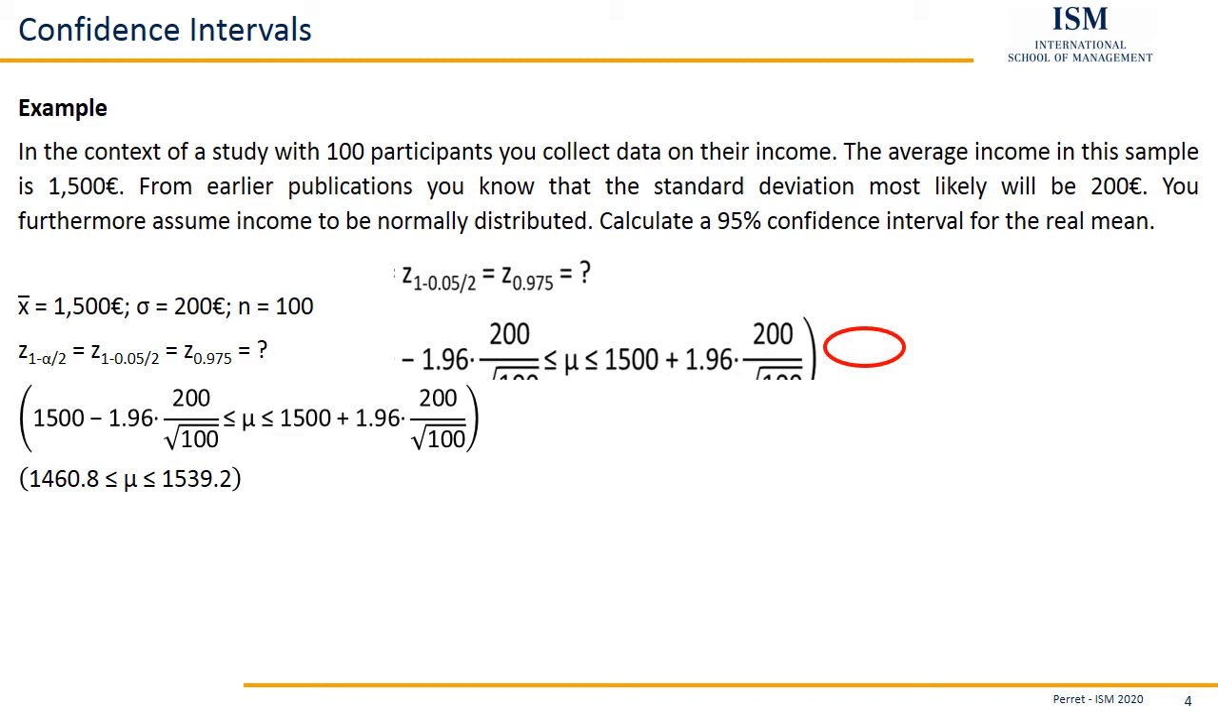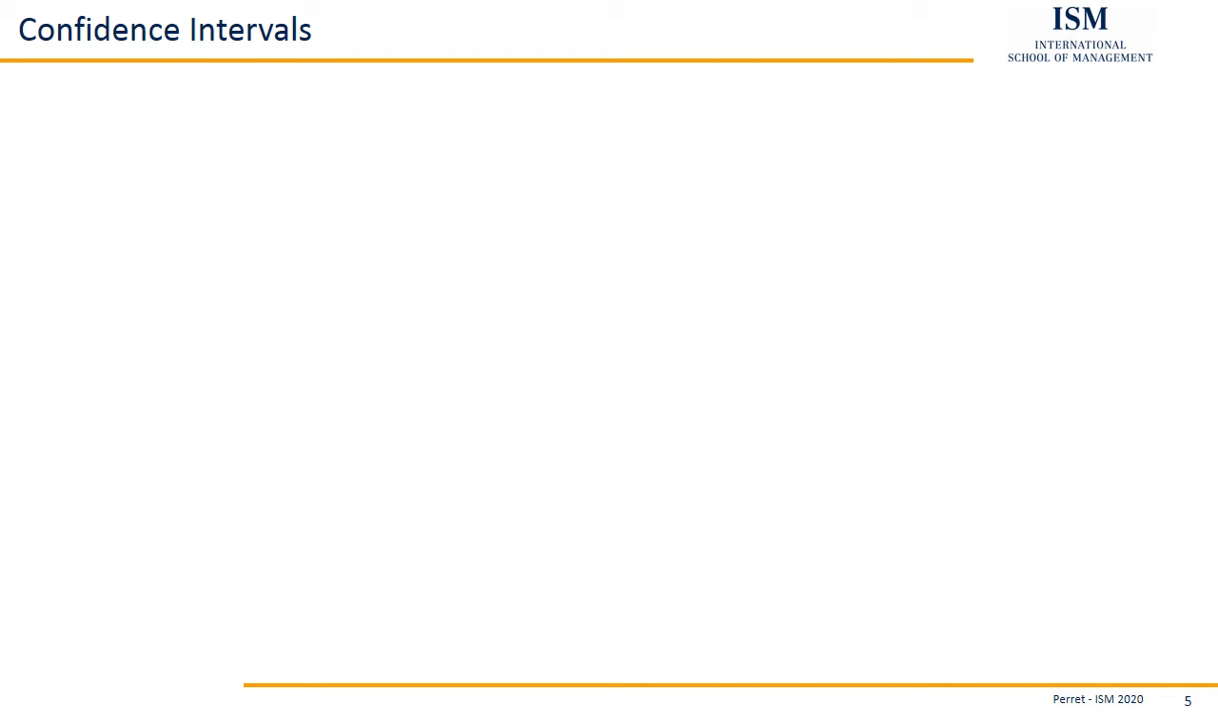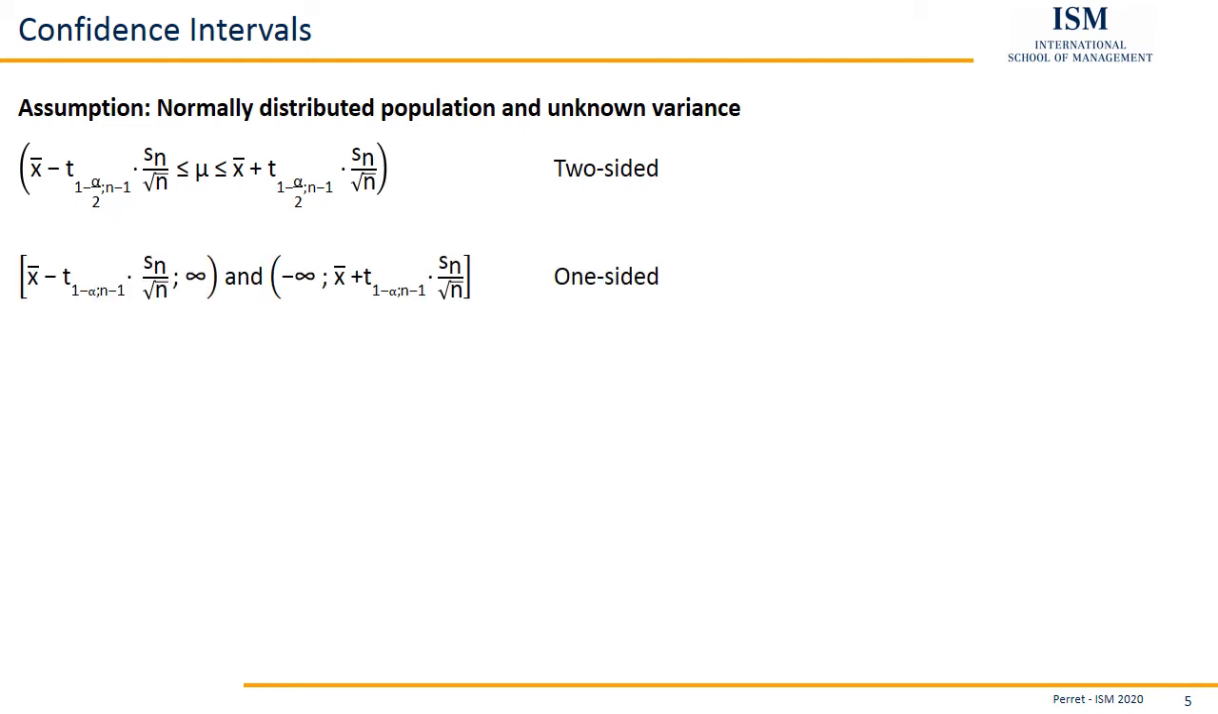What if we don't know them? If we don't know them, so here we have a normally distributed population and we do not know the variance, then we can use the t-test version or t-distribution version. So here the two- and the one-sided intervals look as follows. And what we see here, we have basically two changes. Instead of the standard deviation, we're using the Sn, the corrected standard deviation. And instead of the Z value, we're using the t value.